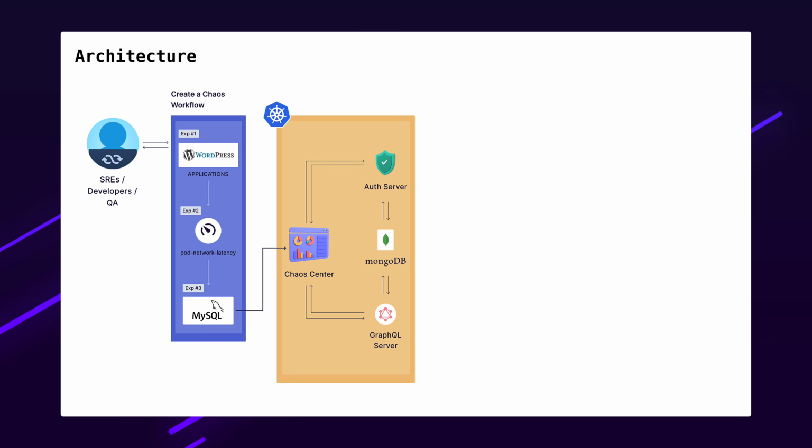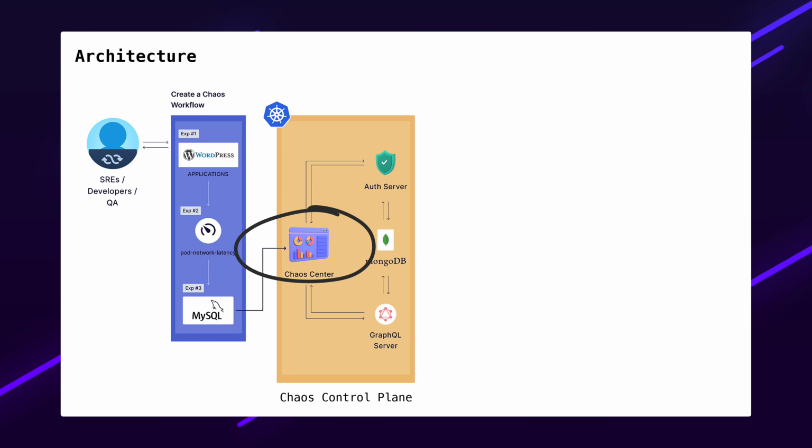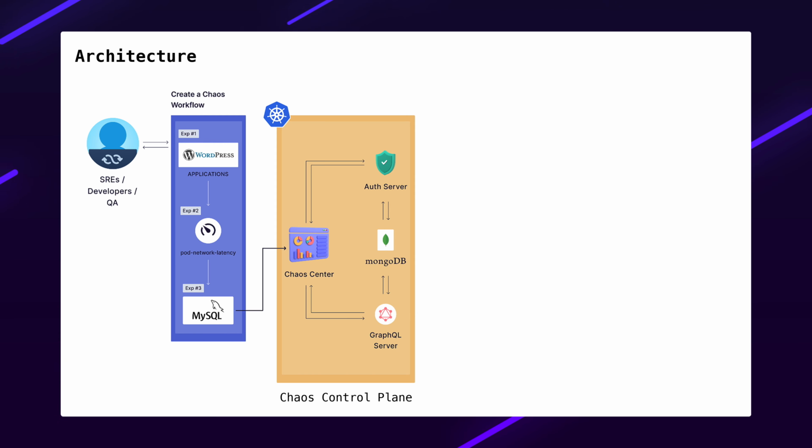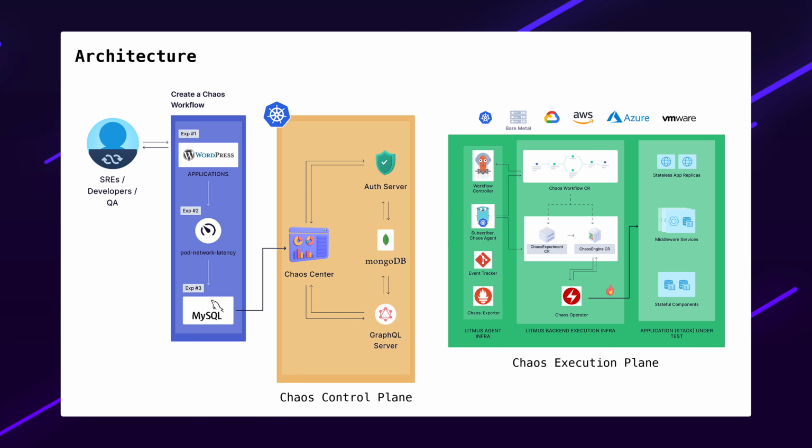So this architecture has been segregated into two parts. The first is control plane, which consists of microservices responsible for functioning of Chaos Center, which is a web-based portal used for creating, scheduling, and monitoring the chaos experiments. And second is the execution plane that contains components required for orchestration of chaos injection in your target resources.